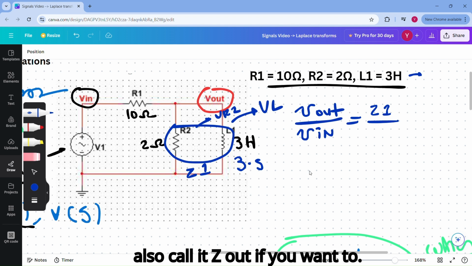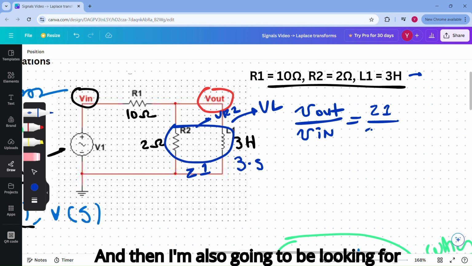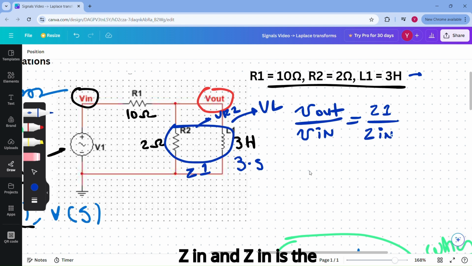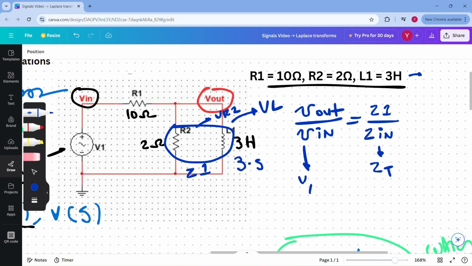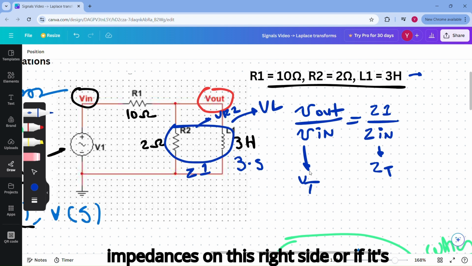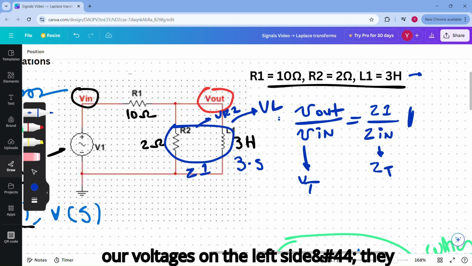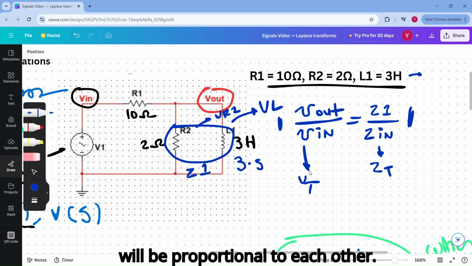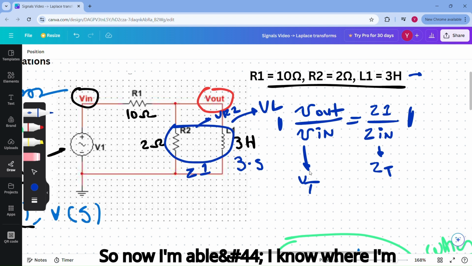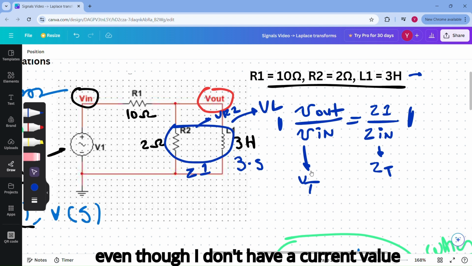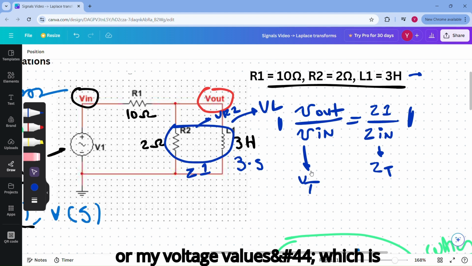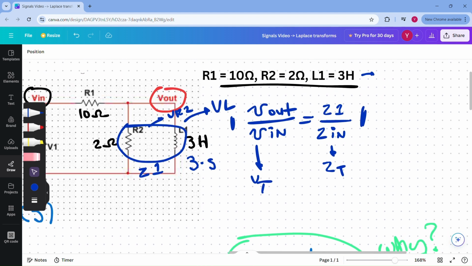You can also call it Zout if you want to. And then I'm also going to be looking for Zin. And Zin is the total impedance. So Z total, and then Vin is really the total voltage. And if you see here, our ratio, whether it's our impedances on this right side or our voltages on the left side, they will be proportional to each other. So now I know where I'm going, and I'm able to find the ratio even though I don't have a current value or my voltage values, which is perfect and exactly what we want.